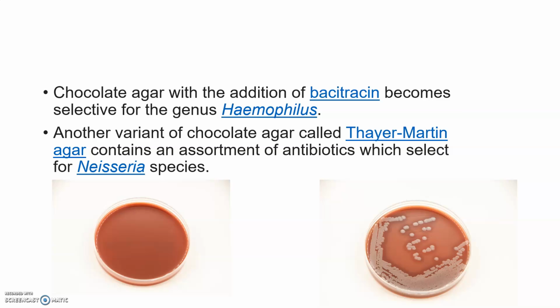And here also, in some chocolate agar, we are inserting a disc of bacitracin. That is, with the addition of the bacitracin, it becomes more selective for Haemophilus. So in the laboratory, for the isolation of this Haemophilus species, we are adding a bacitracin disc, an antibiotic disc, into the chocolate agar after inoculation. Why? For the selective isolation of genus Haemophilus.